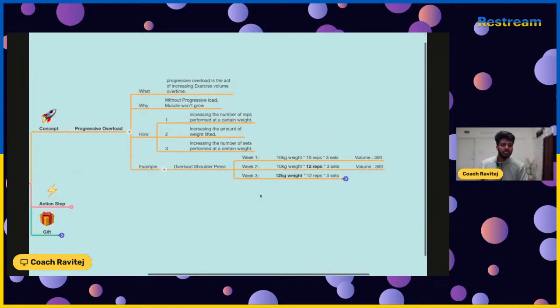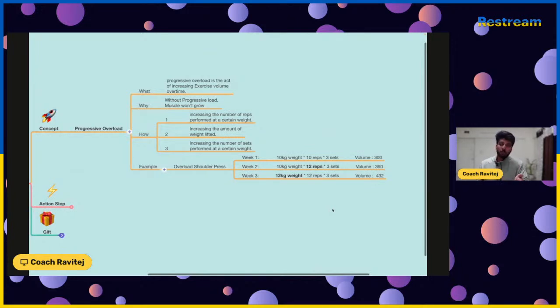In week number 3, you are also increasing your weight from 10 kg to 12 kg. That is going to be 12 into 12 into 3. That is going to be a total of 432 exercise volume. Now you're progressively overloading in three factors, or either one of the three factors. One is the weight, second is the number of reps, or third is the sets.